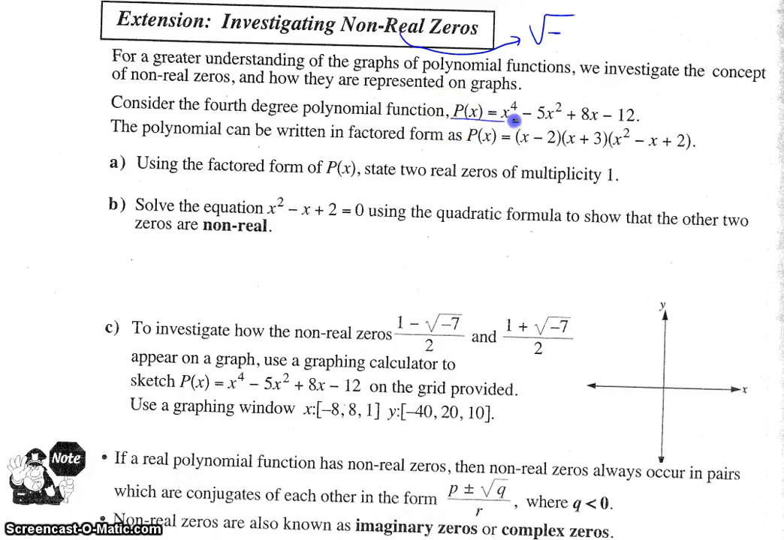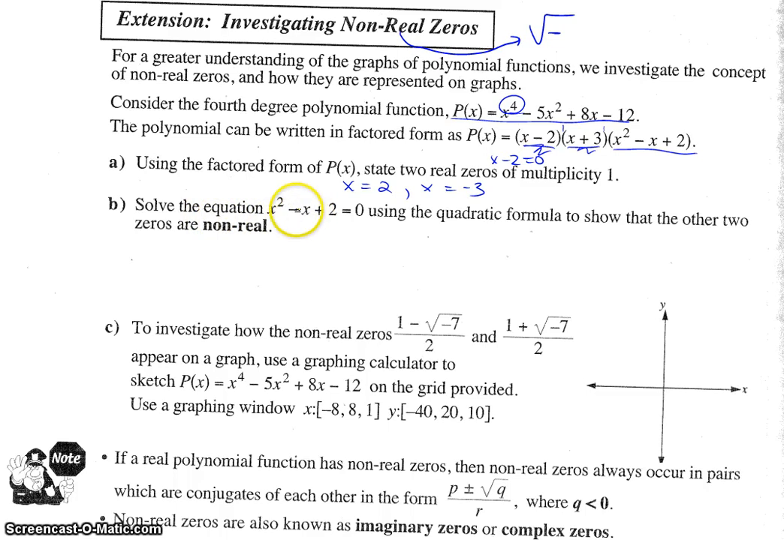So they took this polynomial, this fourth degree or quartic polynomial, and they factored it, and they got these three factors. This one looks like it's not quite done yet, but first they want us to state the two real zeros that have a multiplicity of 1, so they're referring to these two. That would be x equals 2, right? Because we go x minus 2 equals 0, solve for x. And the other one would be x equals negative 3.